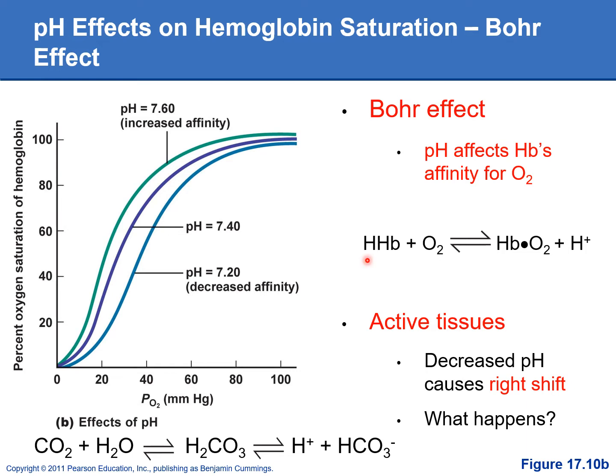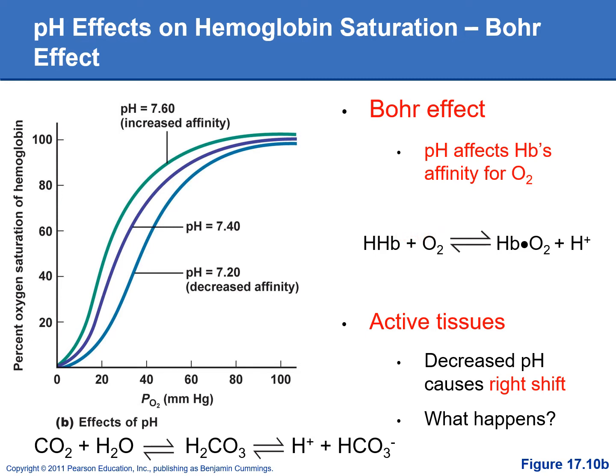So if you look at this chemical reaction in the middle, when oxygen binds to the hemoglobin, it will kick off one of the hydrogen ions from one of the amino acids in the protein part of the hemoglobin. And then the reverse reaction can also occur, where the hydrogen ion will bind back to the protein part of the hemoglobin and help kick the oxygen off and unload it.